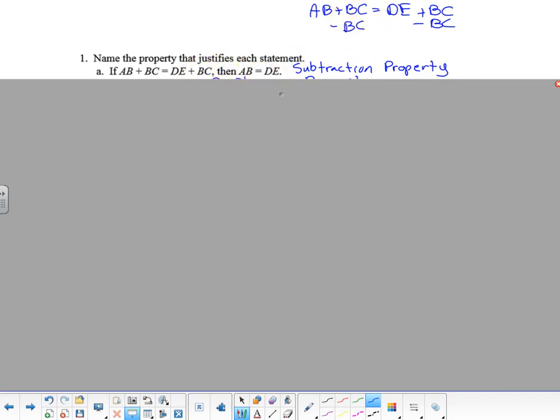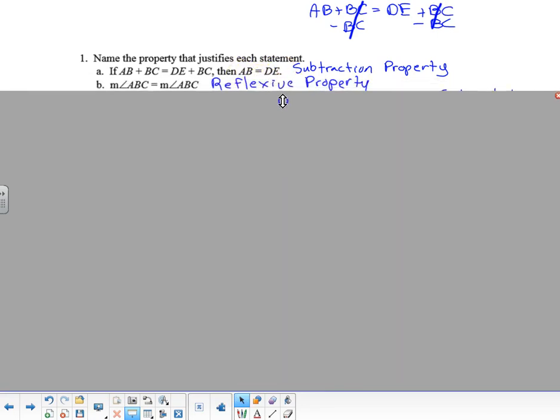Okay, so I wrote it up here again just to help us see what's going on. AB plus BC equals DE plus BC. How do we get to AB equaling DE? Well, we subtract BC from both sides. Those cancel each other out, and we're left with AB equals DE. That's the subtraction property. Okay? The measure of angle ABC equals the measure of angle ABC. That's the reflexive property. Anything equal to itself.